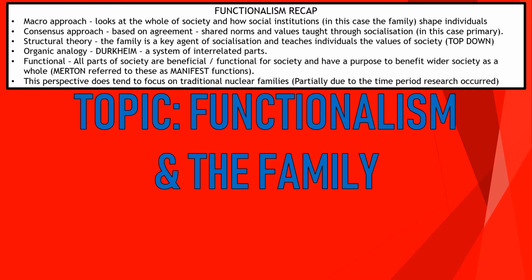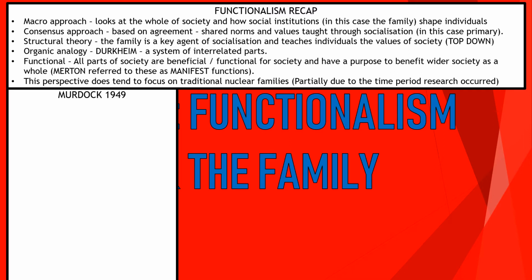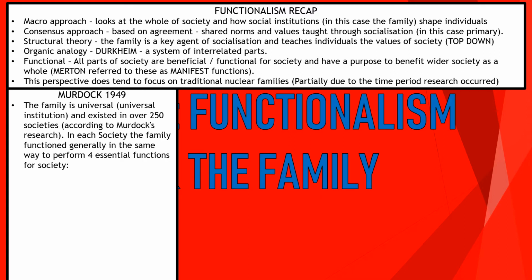So let's get on with our thinkers. So first of all, we have Murdock. Now, Murdock wrote in 1942, and he said that the family was universal. He looked at it as a universal institution. He said the family existed in over 250 societies, and according to Murdock, the family generally functioned in the same way, performing 4 essential functions.